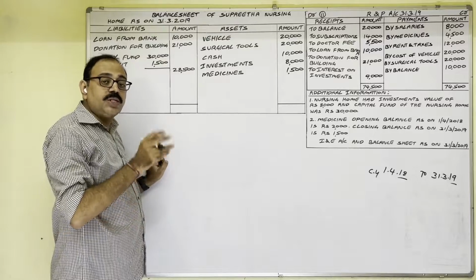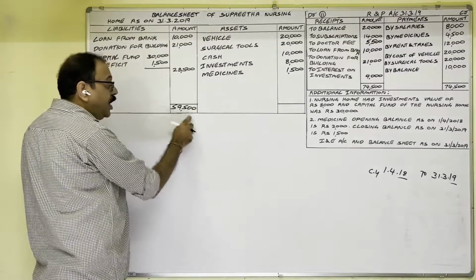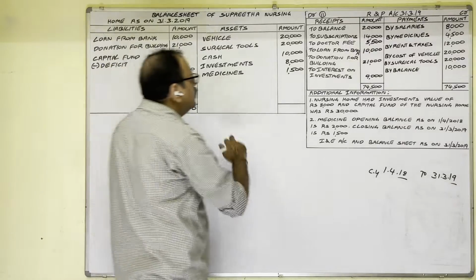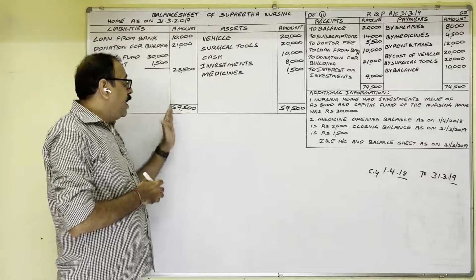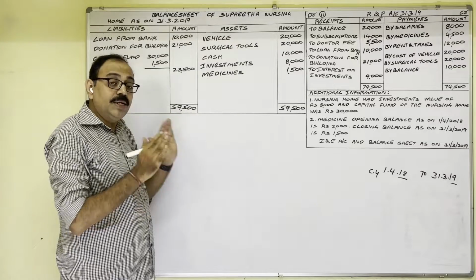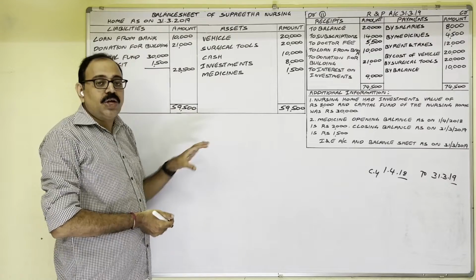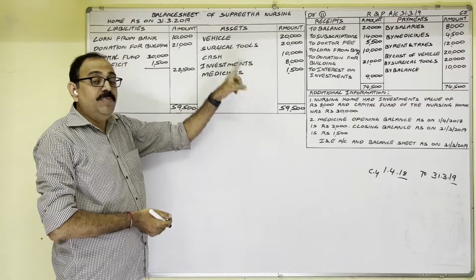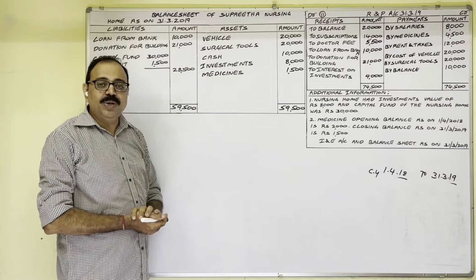So everything we have taken in the balance sheet. Finally, the two sides' totals we should calculate. Liability side total is 59,500. Asset side, same amount. Thus, in the balance sheet, asset side and liability side you should get the same total. Then only the problem is correct. So this is all about the 11th problem from the not-for-profit organizations topic. Hope this video is helpful to you. Thank you.